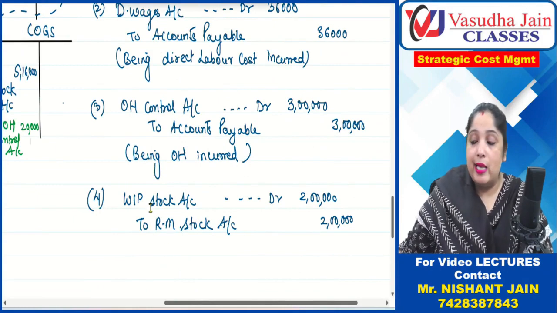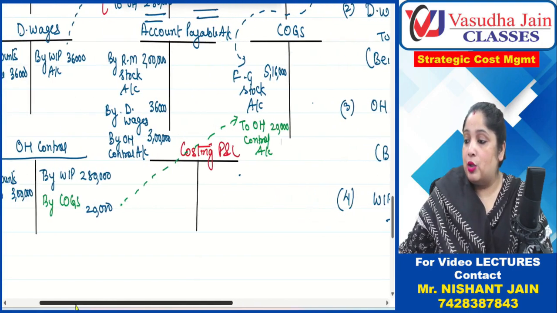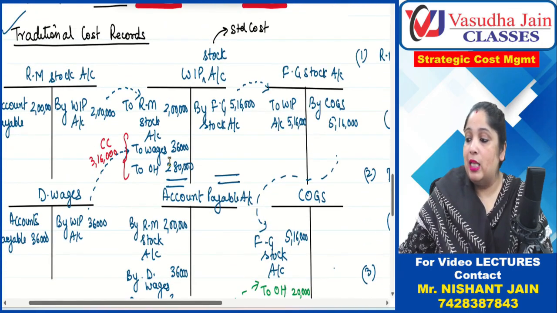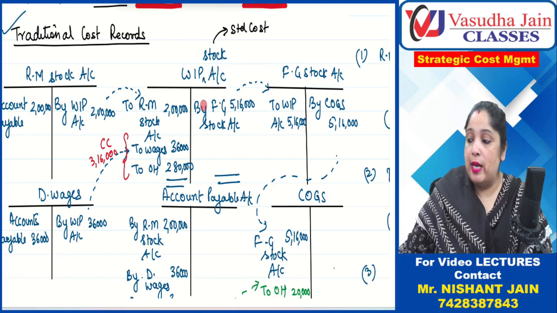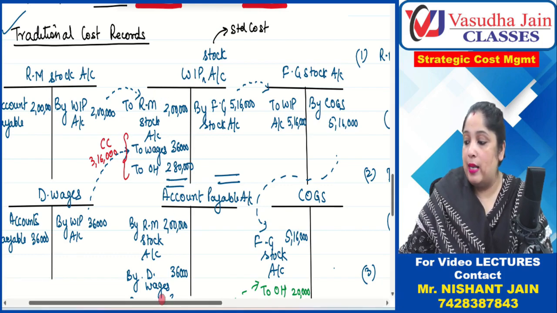So work in progress was increased because raw material was sent to production. Now if you see here, work in progress stock value has increased by wages 36,000, and by overheads, the work in progress standard cost has been increased by 2,80,000. So let me pass the entries. Work in progress account debit with wages and overheads. Okay, let me pass this entry.